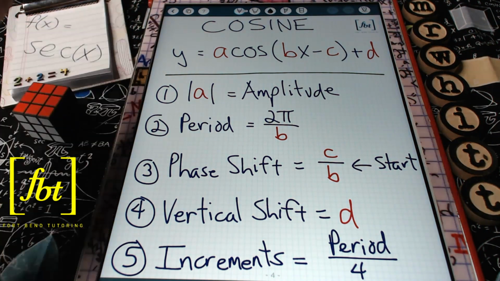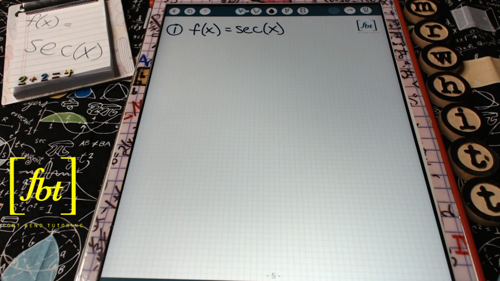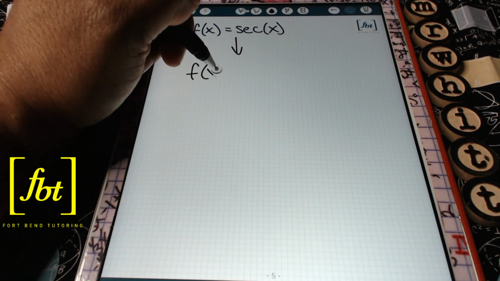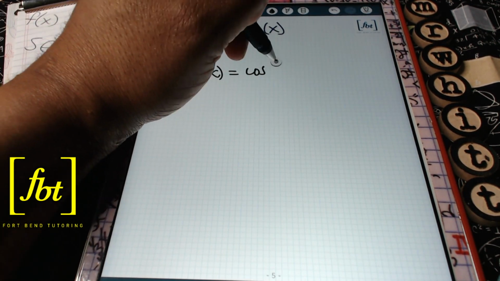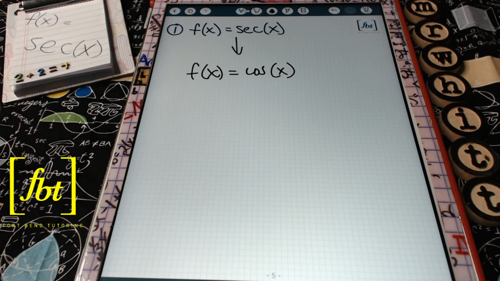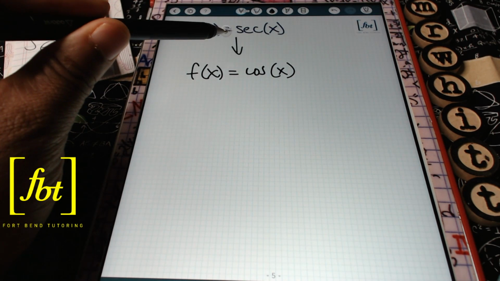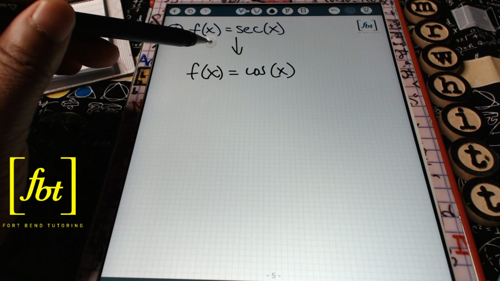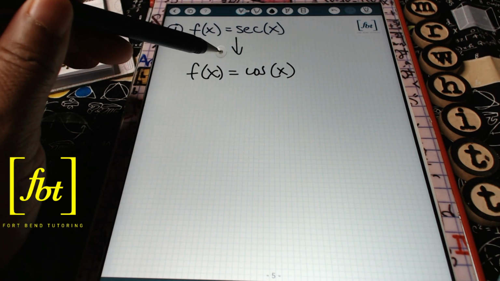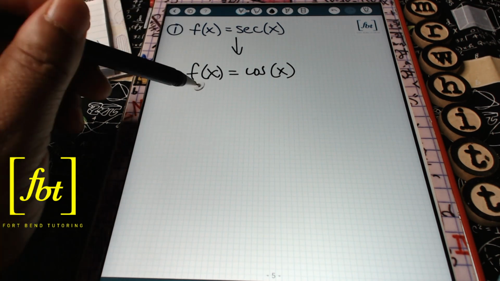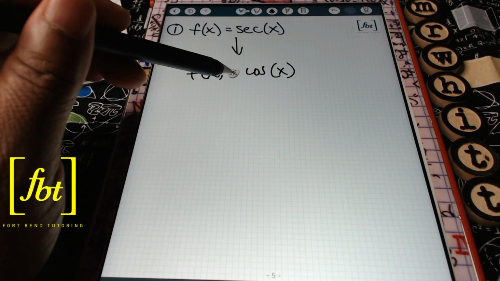So for problem number 1, we have f of x equals secant x. The first step when graphing your secant function is to convert this into a cosine function. We're just going to be swapping out, temporarily that is, the secant function with a cosine function, because the reciprocal of cosine is secant. Since I'm way more familiar with cosine than secant, I'm using cosine as a tool in order to graph the secant function. So my first step was to swap out the secant function with the cosine function.